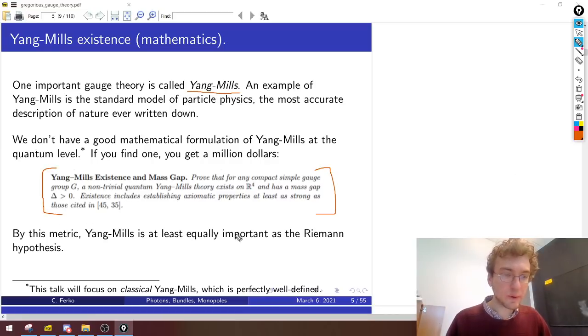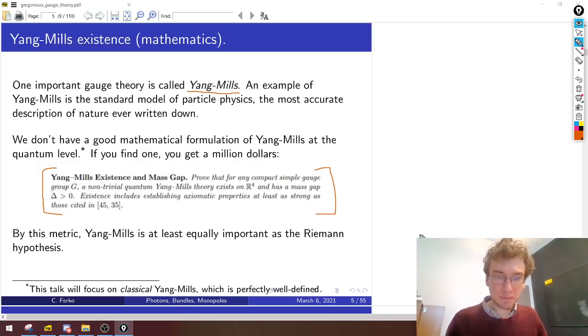But at the quantum level, we don't really have a good definition for Yang-Mills. And really, this boils down to the fact that the path integral has a measure which no mathematician believes exists, right? When we do quantum field theory, we write down integrals over some measure, and the measure we can't define. But nonetheless, if you just pretend it exists and manipulate it, you get extremely accurate results.